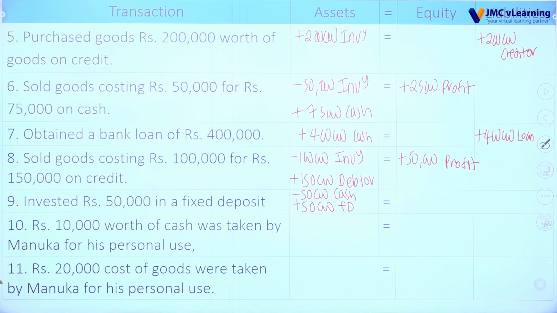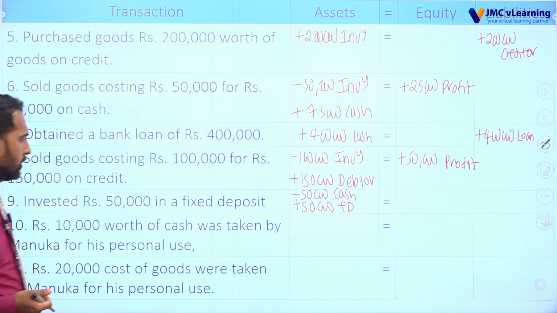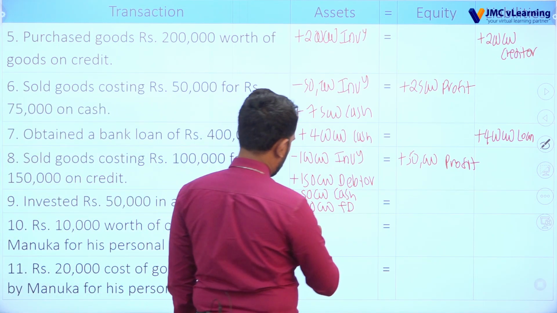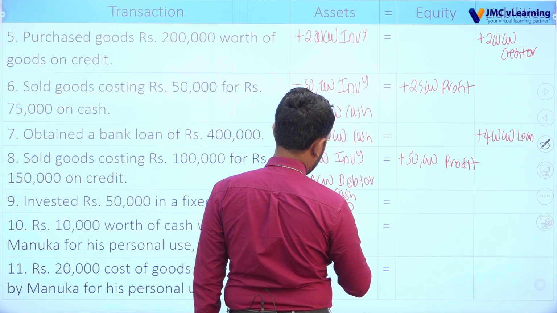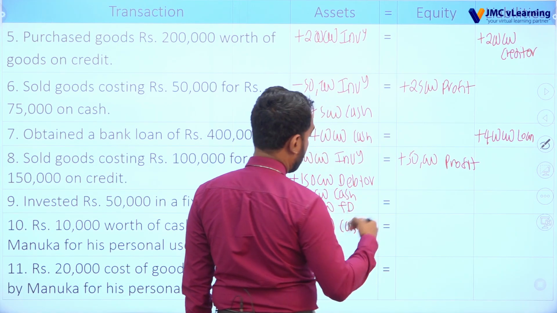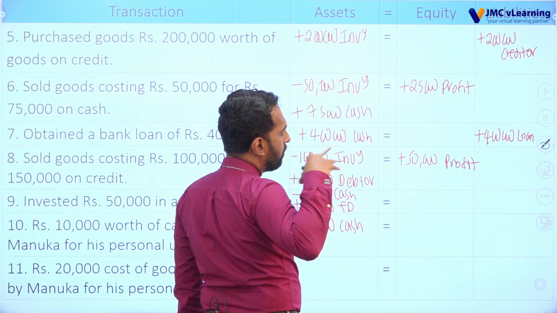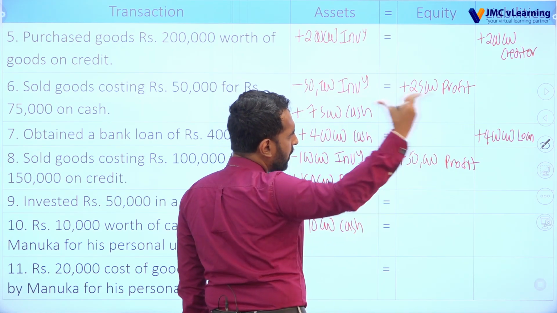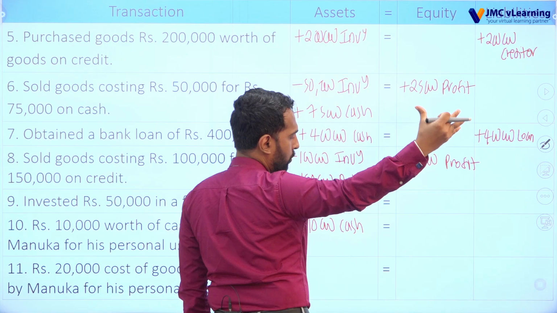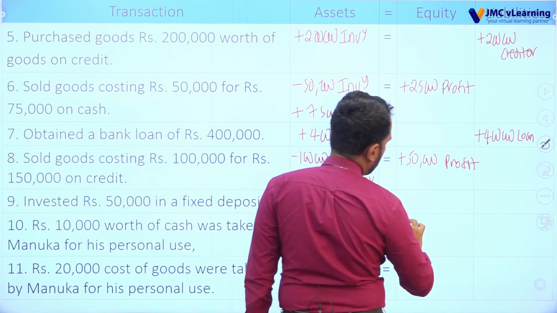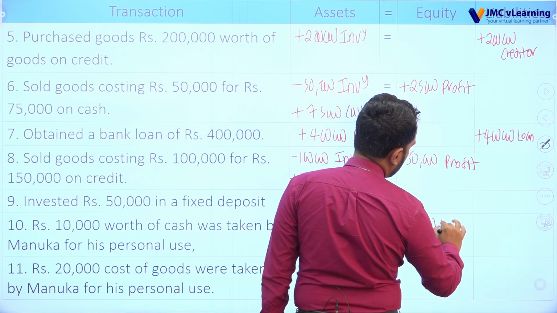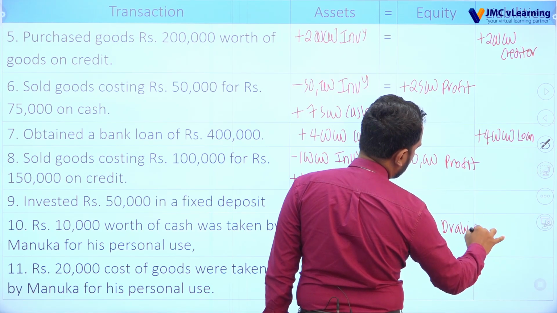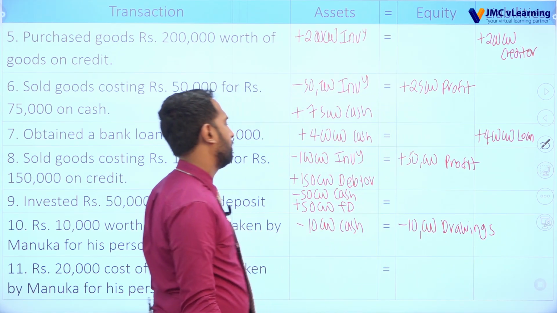Rupees 10,000 worth of cash was taken by Manuka. Manuka is the owner, for his personal use. When you are taking cash, your cash balance will come down. And owner is taking the money, no? So the amount we are supposed to pay back to the owner, our internal commitment towards the owner, will come down because we are supposed to pay. Now owner is taking money, no? So minus 10,000, equity will come down because of the drawings. Okay.